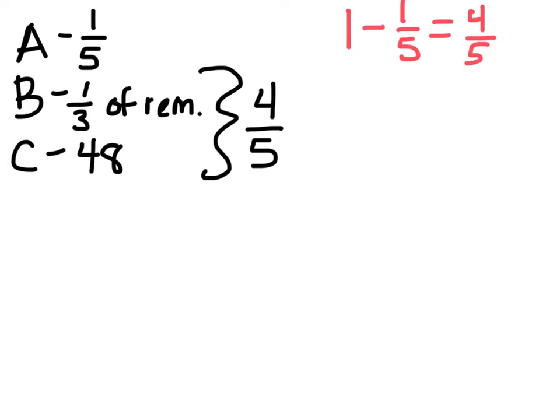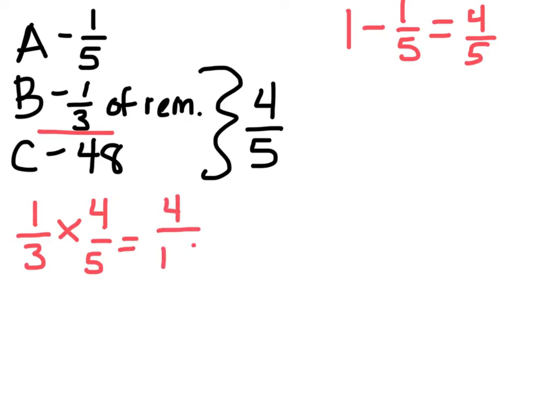He then spent 1/3 of that time on section B. So the first thing we'll calculate is what is 1/3 of 4/5. And this tells us that Ben spent 4/15 of the time on part B. Now we know 2 pieces of information. We know how much of the whole time was spent on part A, and we know how much of the full time was spent on part B.